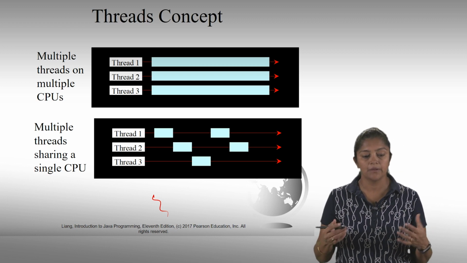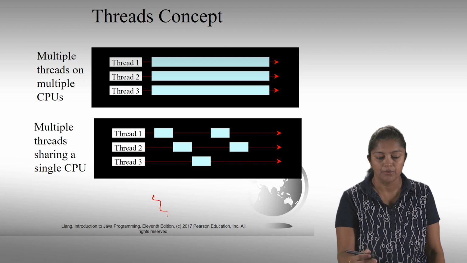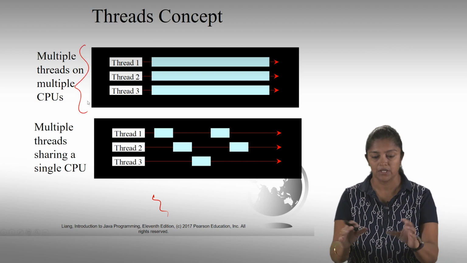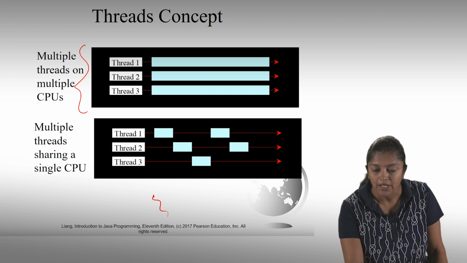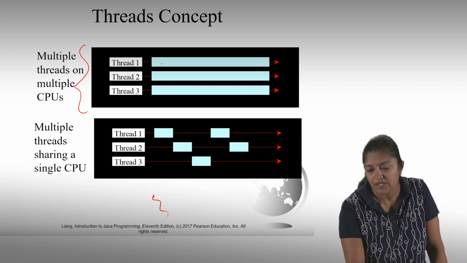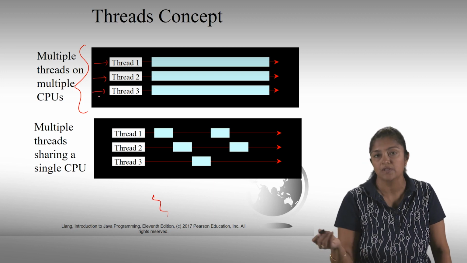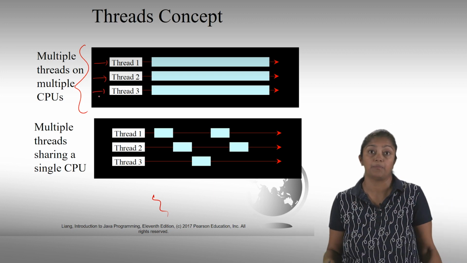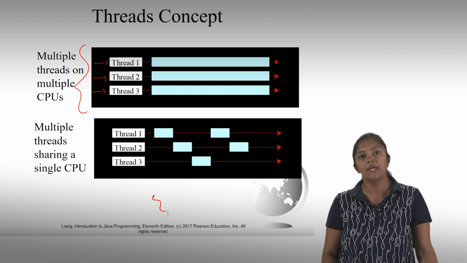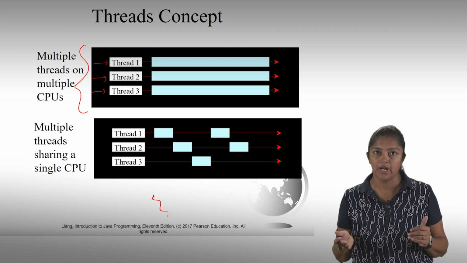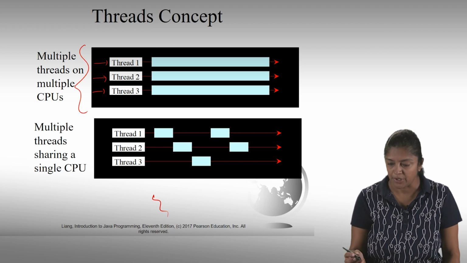So if there are multiple CPUs, here's how the threads are organized. As you see in the first part of this slide, each of the threads can get assigned to each of the processors, and they're processed. But when there is a single CPU, that's when the threads are shared by that single CPU.